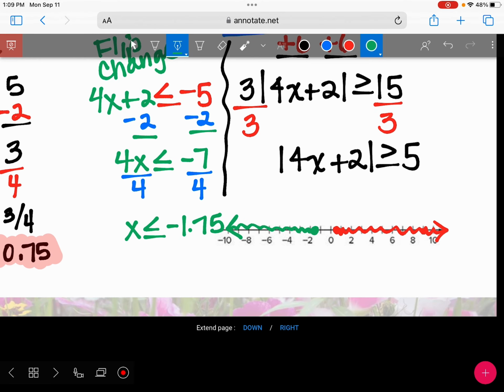So the main thing to keep in mind is notice how different your graphs look. When it's greater than, you have arrows going in opposite directions, and when it's less than, it falls in between.